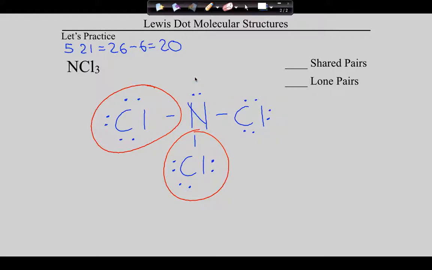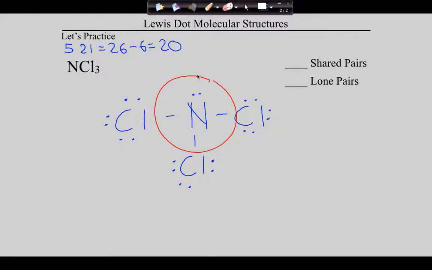So now, guys, the last thing that we need to do is count the shared and lone pairs. And guys, we are only going to count the shared and lone pairs around the central atom. So how many shared pairs are on the nitrogen? 1, 2, 3. And how many lone pairs are on the nitrogen? 1. And guys, that will always add up to 4. The lone pairs are these guys, the unbonded electrons. Is that okay? So the shared pairs are the bonds, those are the lines, the lone pairs are these dudes. Is that okay? Guys, questions?